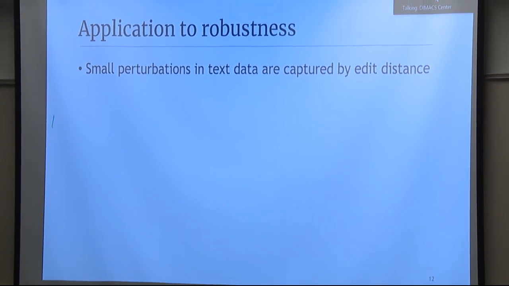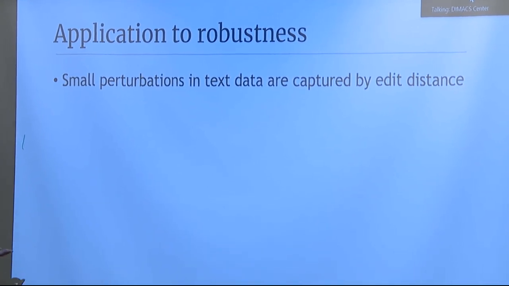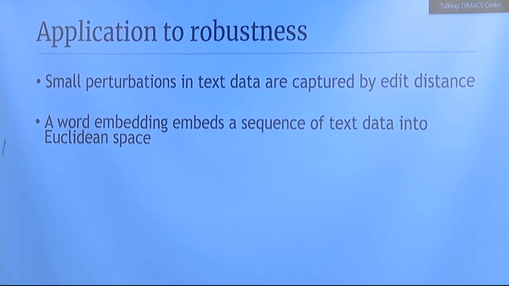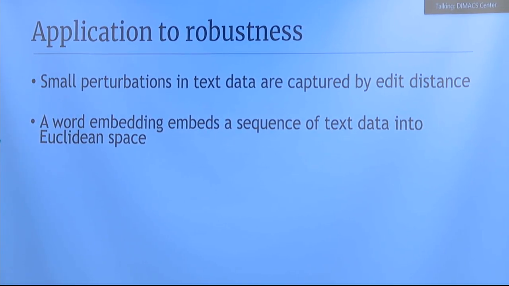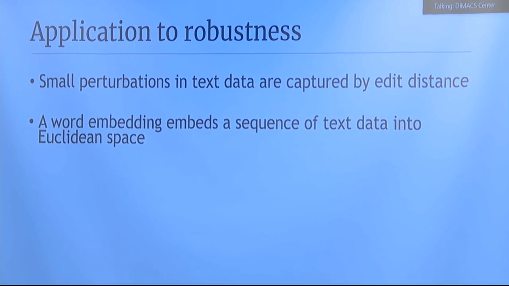As you all know, small perturbations in text data are well captured by edit distance in many applications. And one thing you can do is, if you have a string from text data, you might want to map it into Euclidean space, into a vector, so that you can do a bunch of things on it. You can do Euclidean geometry on it. So that's called a word embedding.